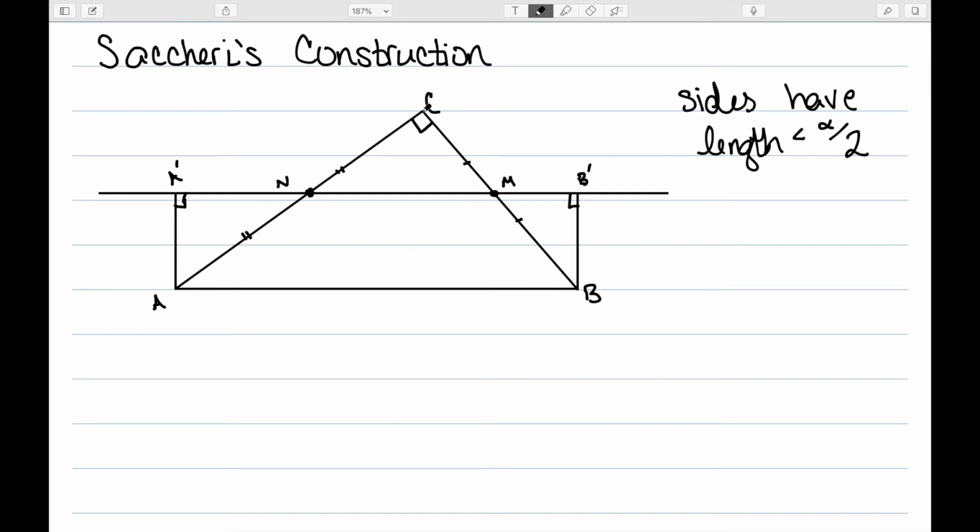I'm also going to do the same thing for C. We'll draw that point down and get C prime right here, once again as a right angle. So I now have a quadrilateral with one side that is the length of the hypotenuse of this triangle. So now that we have the construction, we can discuss Saccheri's theorem.